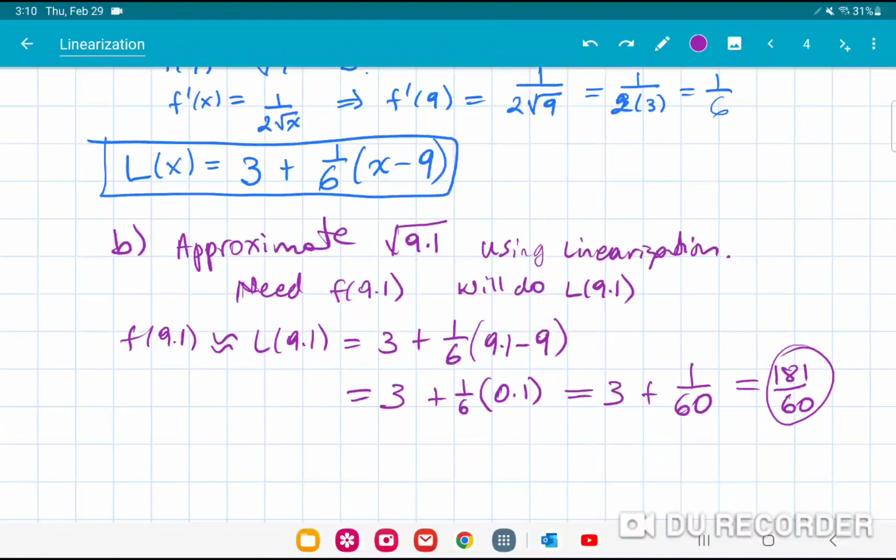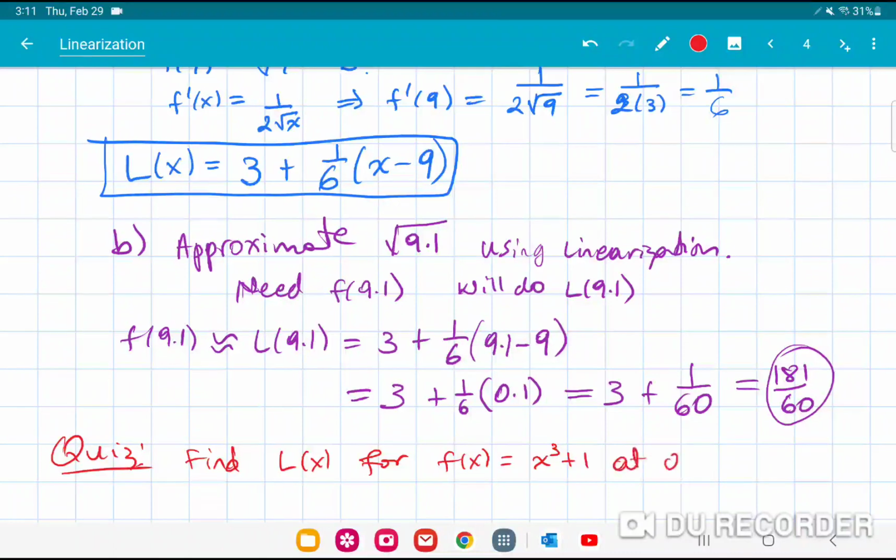As a quiz, okay, find the linearization for f of x equals x cubed plus 1 at a equals 1.